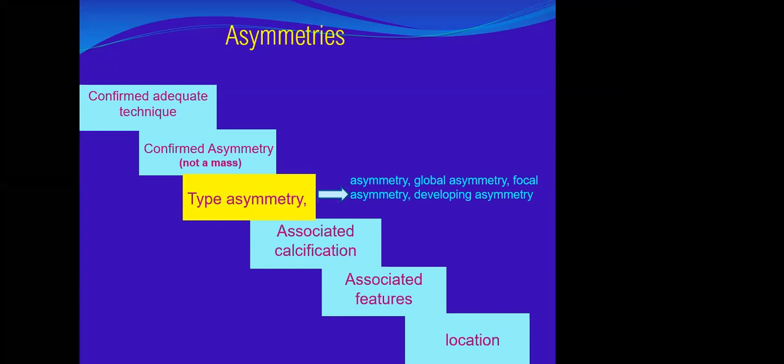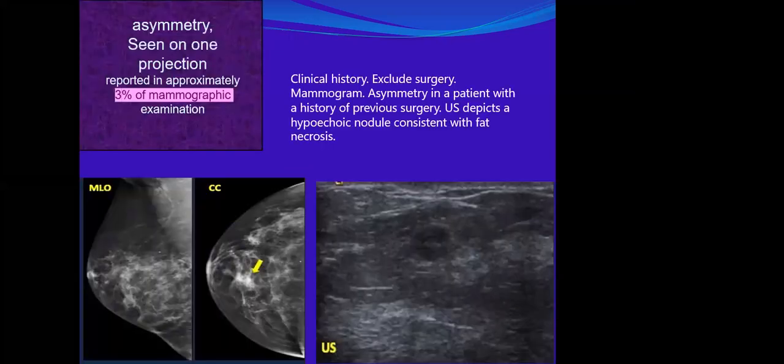Okay, so let us go through this. Here we have an asymmetry in the CC view, not well appreciated in the MLO. So this mammogram demonstrates asymmetric abnormality, not seen in the other standard view. So we prove that there is asymmetry, not seen in the others. That means we are dealing with asymmetry.